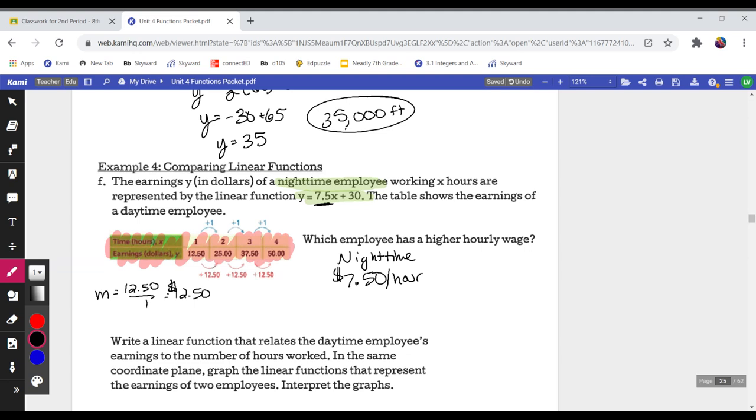So which employee has the higher hourly wage? It's going to be the daytime employee at $12.50 per hour.